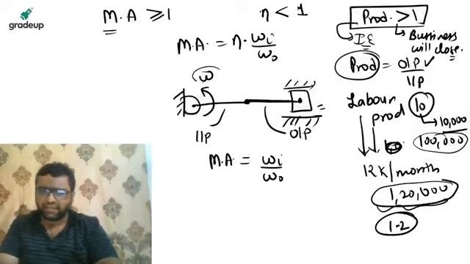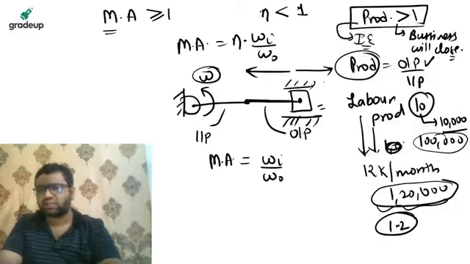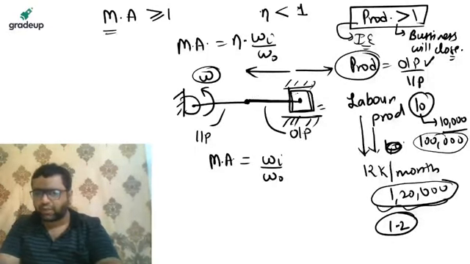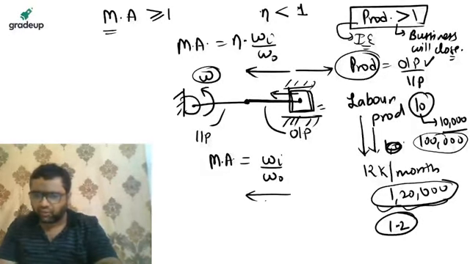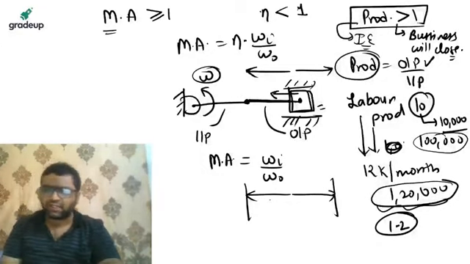Omega input is given as omega. You know that the slider is moving in this direction and then in this direction. At this position, the slider is at its extreme position. Now it is about to come in this way. Whenever the slider is sliding from this position to this position, at both these positions, the slider will be at rest only. Then only it is going to change the direction of motion.